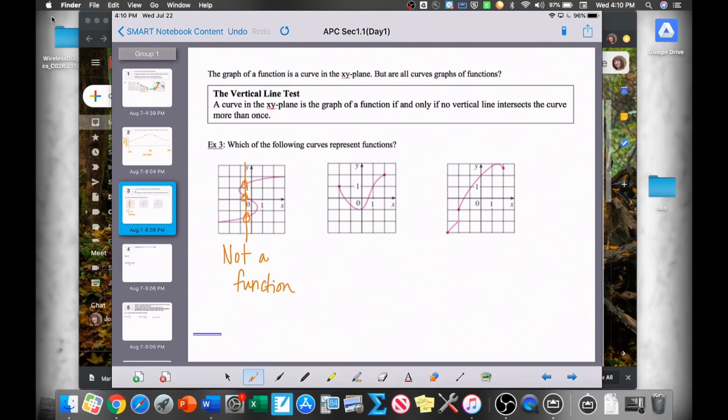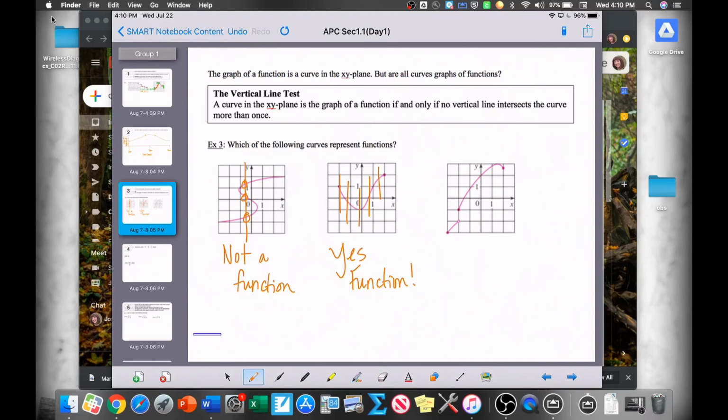My second graph, I could draw vertical lines all day long, and it looks to me like I am never going to cross my curve more than once with any one given line. So yes, this one is a function.